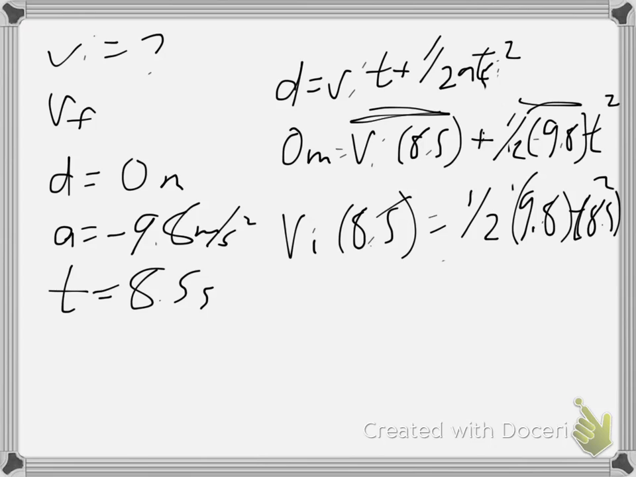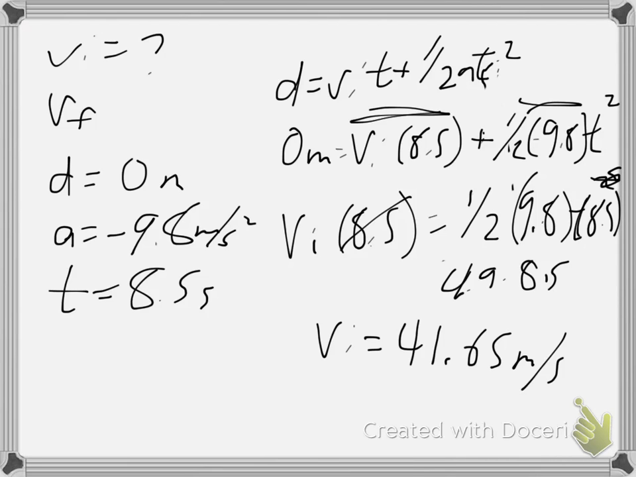If you look, we can cancel one of those two out, and that's going to give us 4.9 times 8.5, which is going to be around 41, I believe. Let me pull a calculator up right quick and check it for you. Yep, so that initial velocity will be 41.65 meters per second.